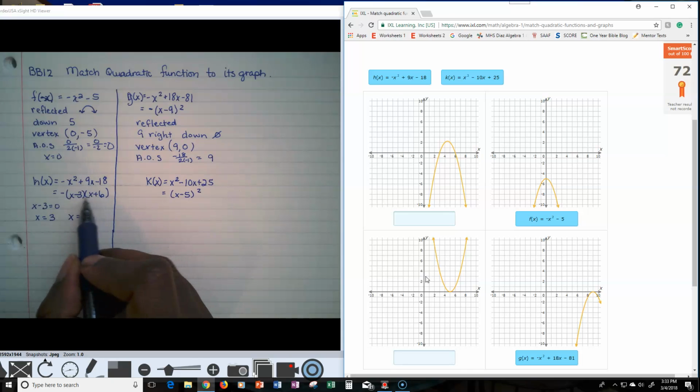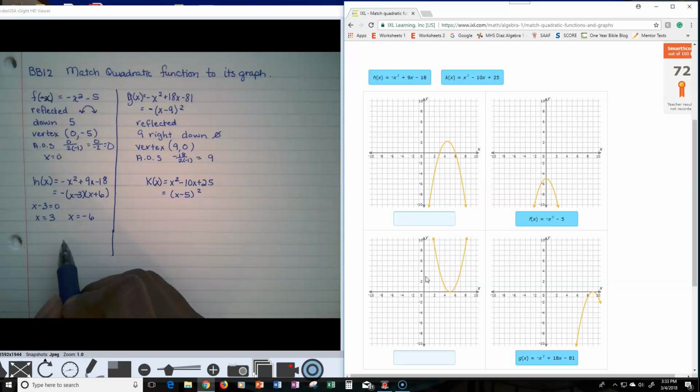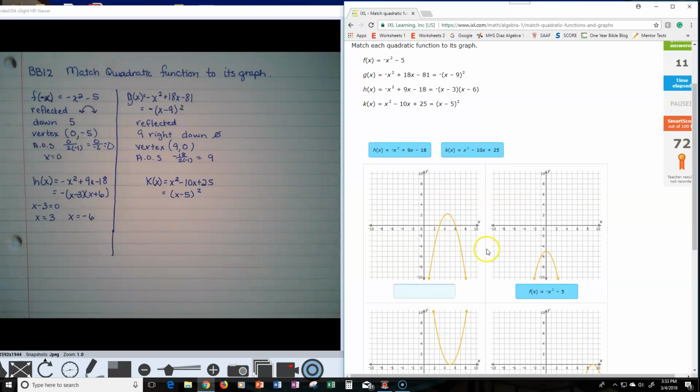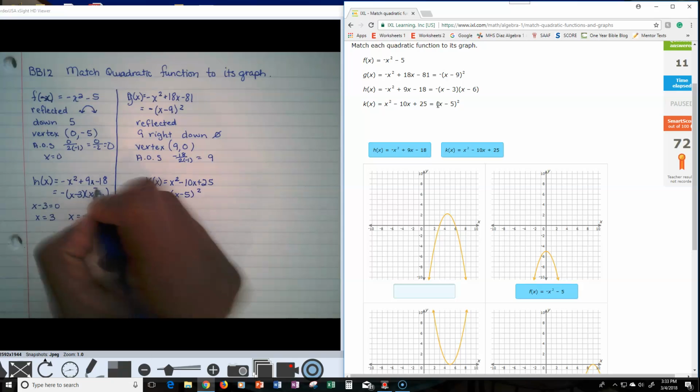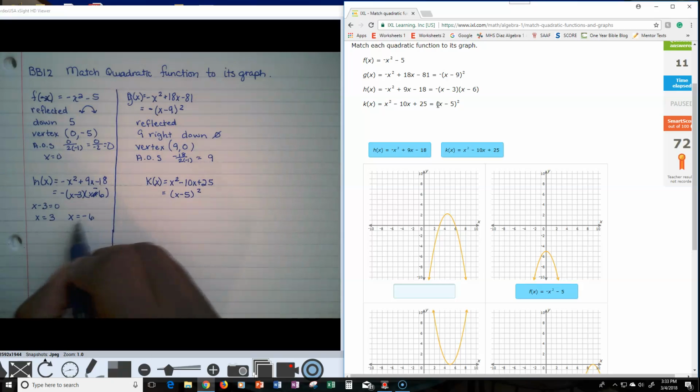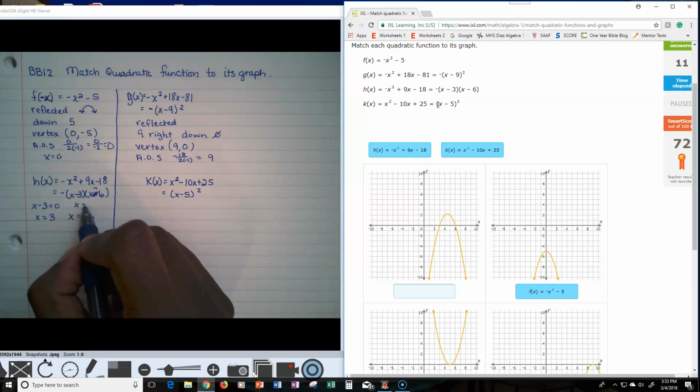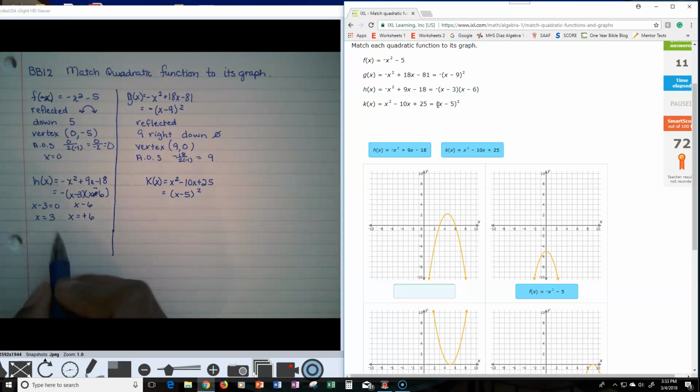Let's see. Oh, wait a minute. Did I write this down right? And then you said that the zeros on that one are, oh, I wrote it wrong. Okay, that makes sense. So my 0 here, x minus 6, is going to be x positive 6. So we could just look at the zeros. Looks like this one right here.